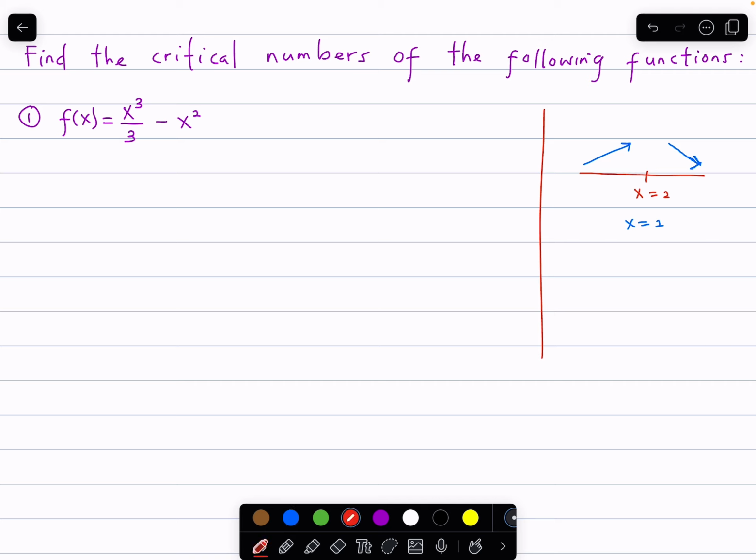However, if I have something like this and I have my x equal to 2, if on the interval to the left of 2 the function is increasing, it's going up, and to the right of 2 the function is also going up, then x equals 2 is not a critical number.